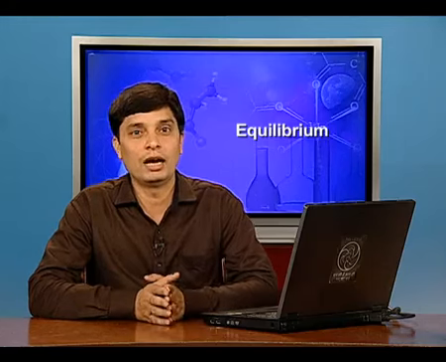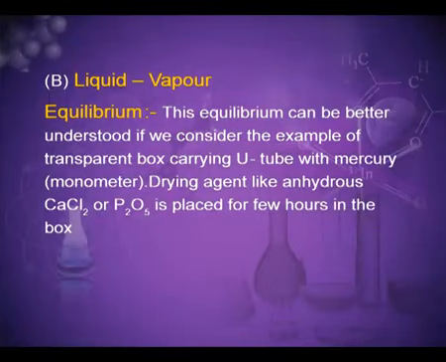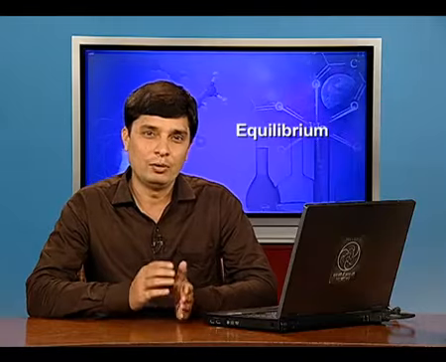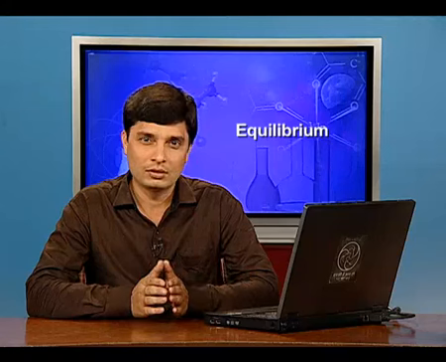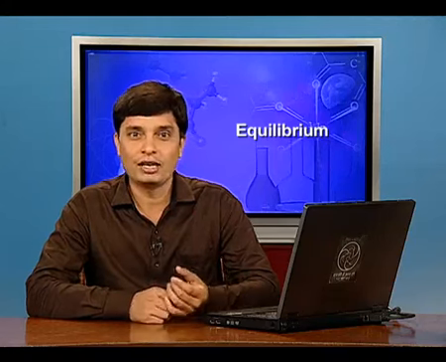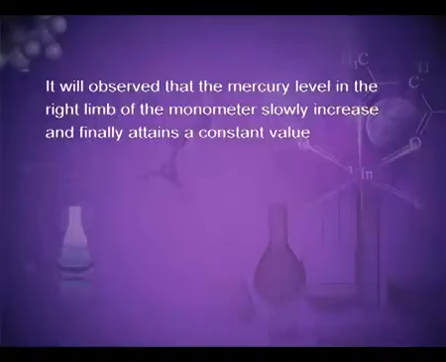Now, the second physical equilibrium, liquid-vapor equilibrium. This equilibrium can be better understood if we consider the example of a transparent box carrying a U-tube with mercury, called a manometer. A drying agent like anhydrous CaCl2 or P2O5, that is phosphorus pentoxide, is placed in the box for a few hours. After removing the drying agent by tilting the box on one side, a watch glass containing water is quickly placed inside the box. It is observed that the mercury level in the right limb of the manometer slowly increases and finally attains a constant value.